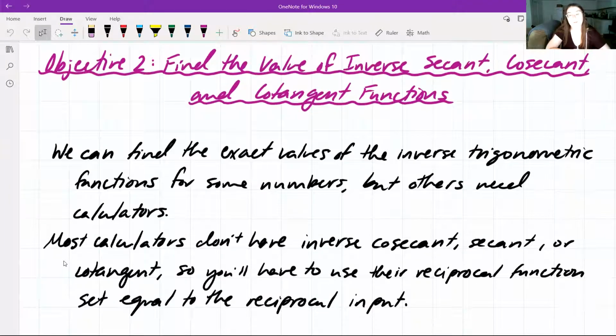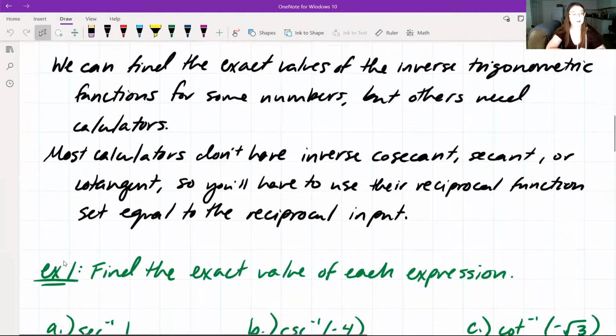Then for objective 2, we want to find the value of inverse secant, cosecant, and cotangent functions. We have to find the exact value of these inverse trigonometric functions for some numbers, but other numbers will need calculators. Most calculators don't have inverse cosecant, secant, or cotangent, so you have to use their reciprocal function set equal to the reciprocal input. We'll go over what that means in a little bit.